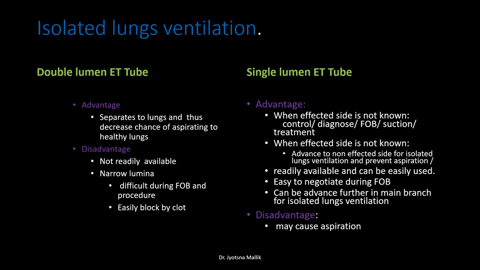Whereas if we take the single lumen tube, the advantage is that we just want to control the airway. We can intubate the trachea, and if we want to separate the airway, we can advance to the unaffected side and continue gas exchange. At the same time, if we want, we can use the Fogarty catheter, which can be inserted further to the affected area, and the tamponade can be made.